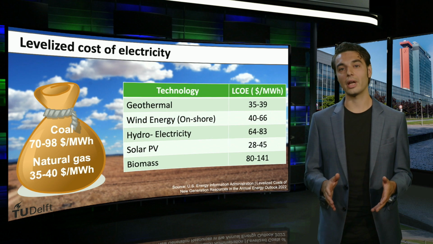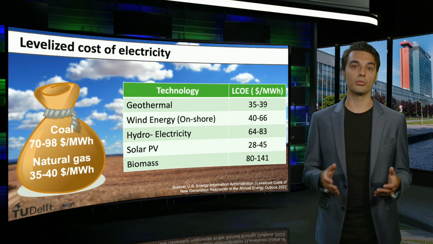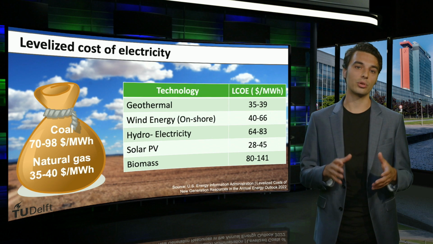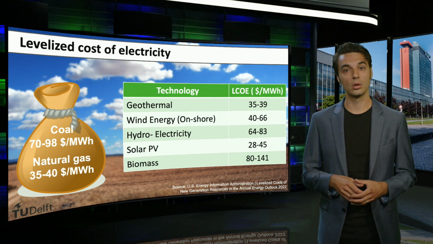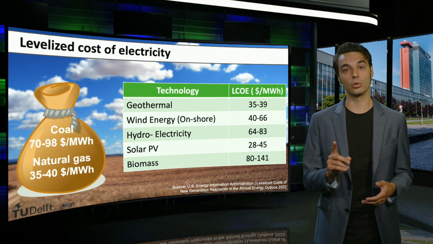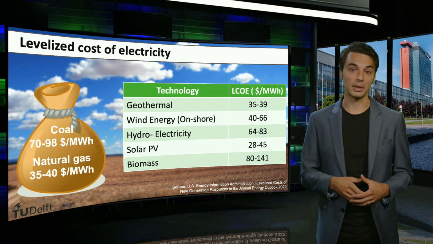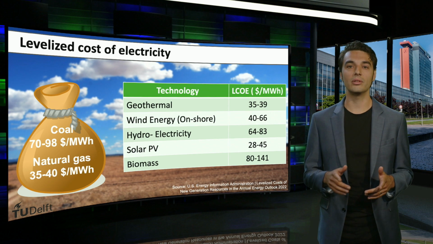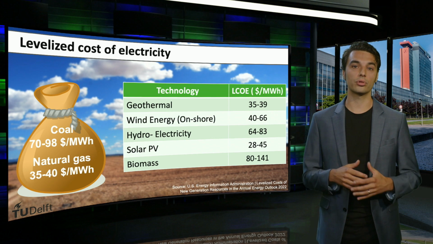Now let's look at the LCOE of different renewable energy technologies. While the LCOE of biomass is quite high, the LCOE of the other renewable technologies are lower than that of a coal plant. Moreover, the LCOE of geothermal, solar and wind are on par with a natural gas plant. PV even has lower LCOE in many regions with favorable levels of solar radiation.